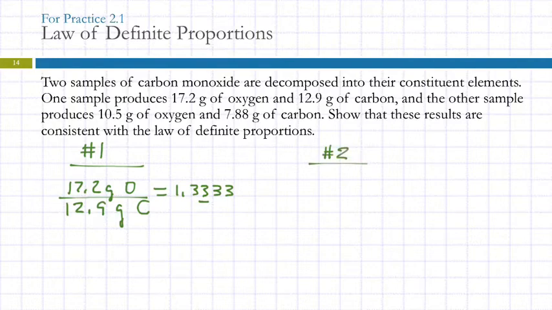So let's look at sample number 2, and we're just going to do the same thing. We're going to take the mass of oxygen, 10.5 grams of oxygen, and divide by the mass of carbon. This sample must have been smaller in size originally, and that's why there's less oxygen, but there's also less carbon. And so we do that on the calculator, and this should also have 3 significant figures, so there's the first 3, and then the next 2 would be 2 and 4.